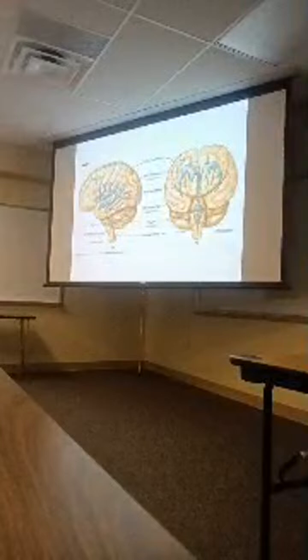So here we have the flow. Our lateral ventricles through the interventricular foramen to the third ventricle, through the cerebral aqueduct to the fourth ventricle, through the foramen of Luschka into the central canal of the spinal cord.